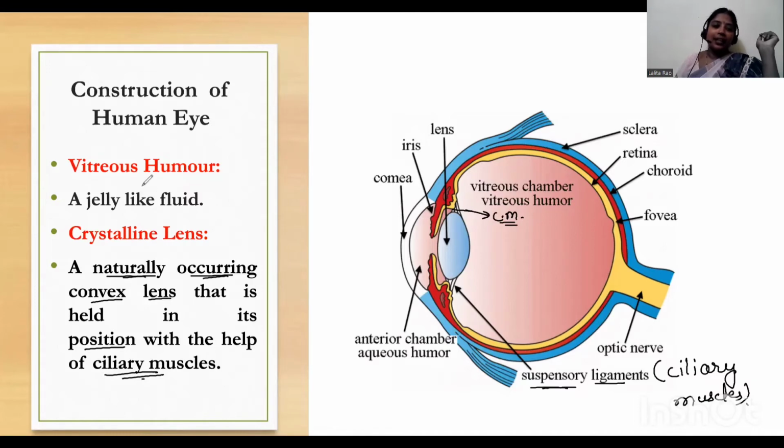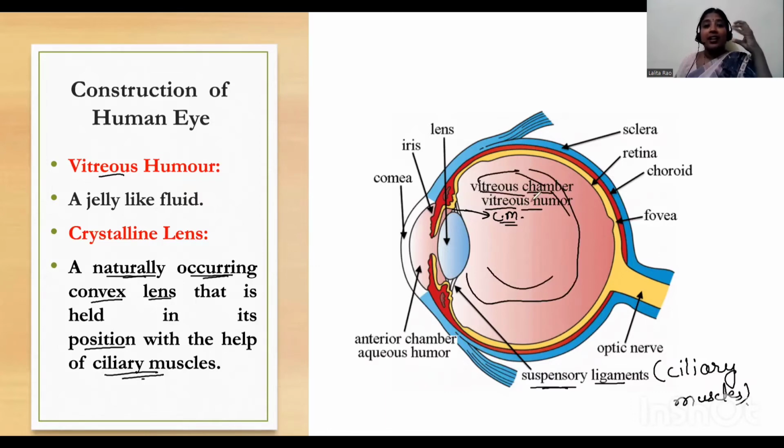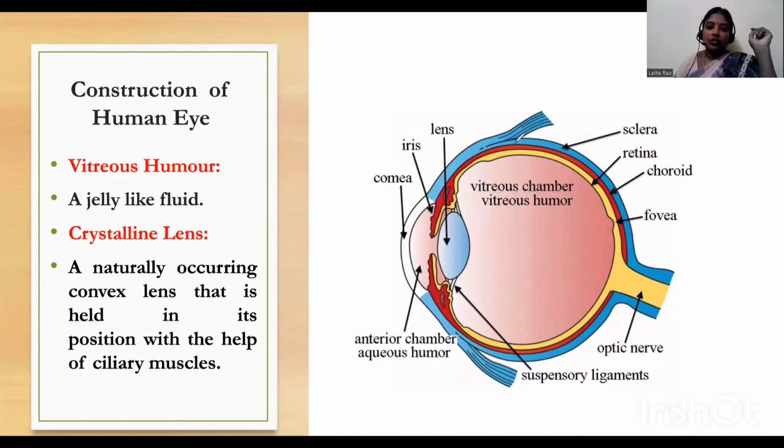Then next to it, there is a space, this region. This region is the vitreous chamber, which is filled with a jelly-like fluid known as vitreous humor. This vitreous humor fills the region between the lens and the retina. Now, what is retina? Let us explore it in the next slide.